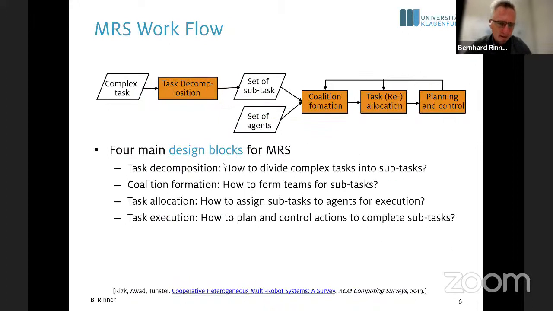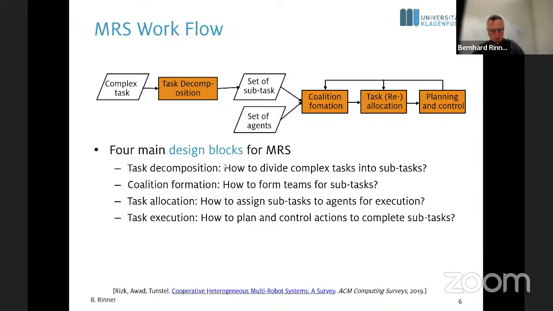A different view on coordination is adopted from a survey that was published a few years ago, where the authors looked at the design flow of cooperation. So what you typically see is you start with complex tasks that the team of agents should solve and achieve. The first key task is concerned with decomposition: how to divide the complex task into a set of subtasks that can be more easily achieved by the robots.